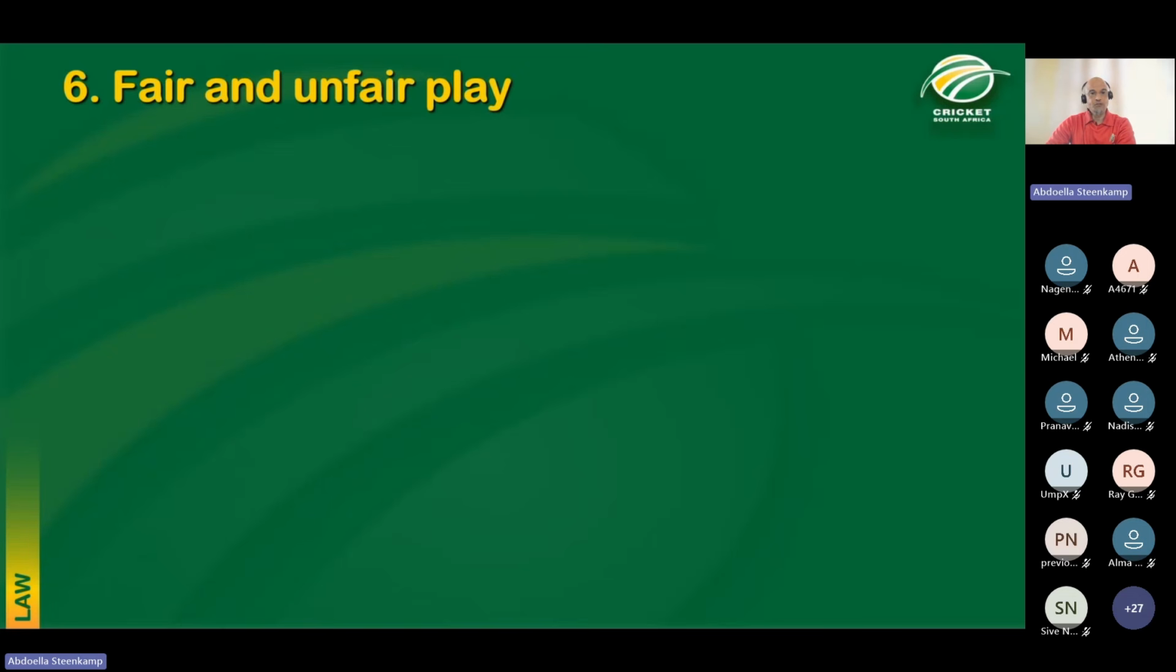Who are the judges of fair and unfair play? Do you think it's the captains, coaches, players, umpires? We are the sole judges of whether anything is fair or unfair.